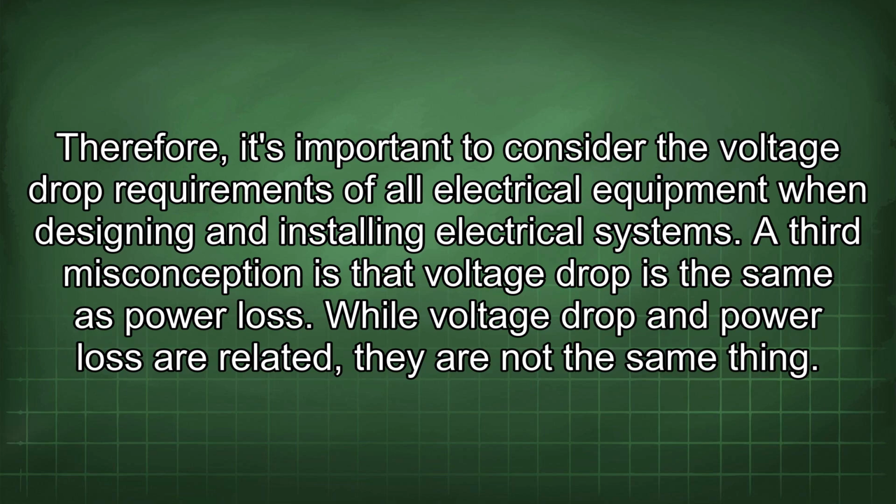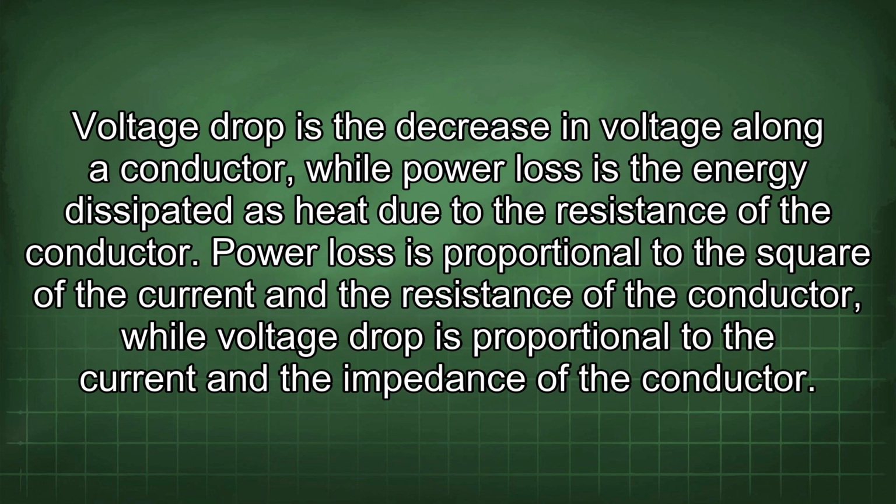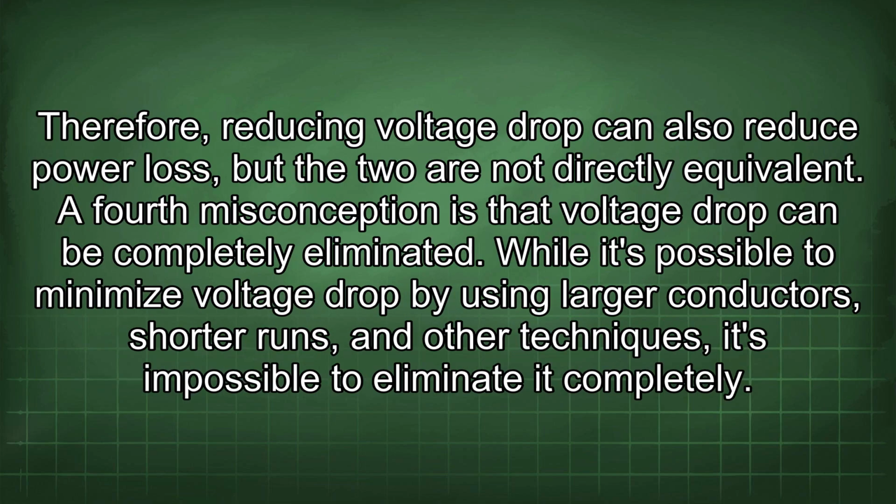A third misconception is that voltage drop is the same as power loss. While voltage drop and power loss are related, they are not the same thing. Voltage drop is the decrease in voltage along a conductor, while power loss is the energy dissipated as heat due to the resistance of the conductor. Power loss is proportional to the square of the current and the resistance of the conductor, while voltage drop is proportional to the current and the impedance of the conductor. Therefore, reducing voltage drop can also reduce power loss, but the two are not directly equivalent.